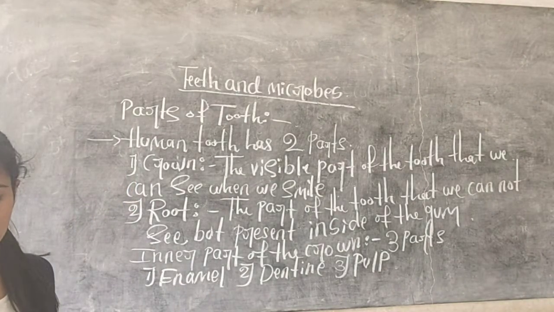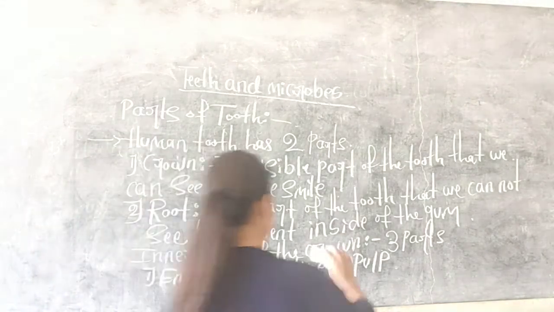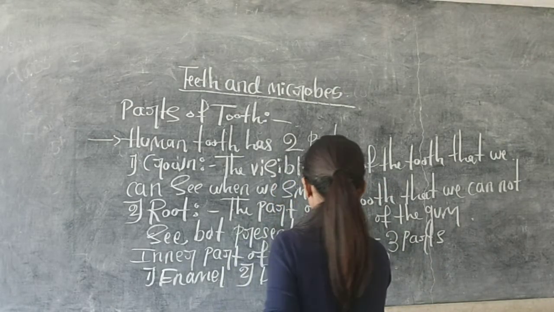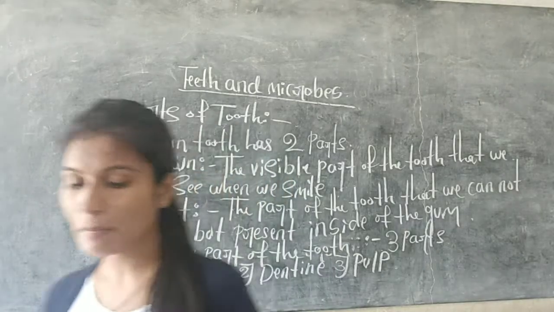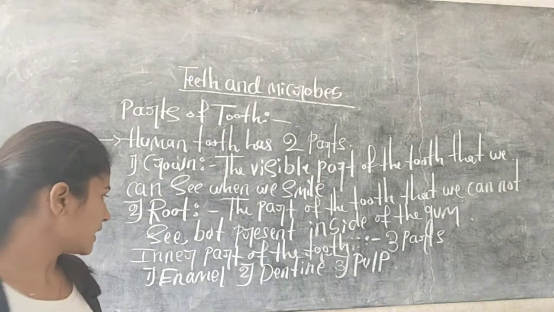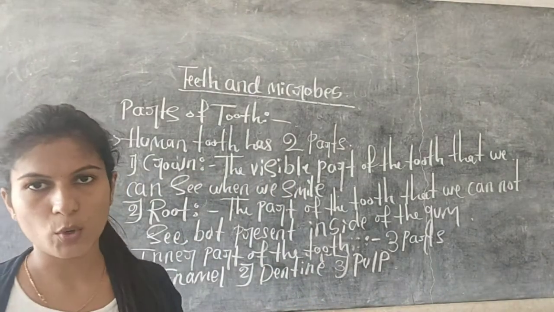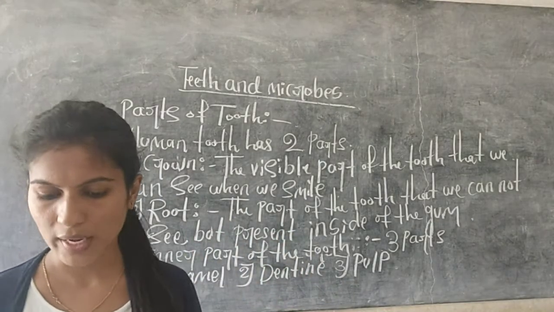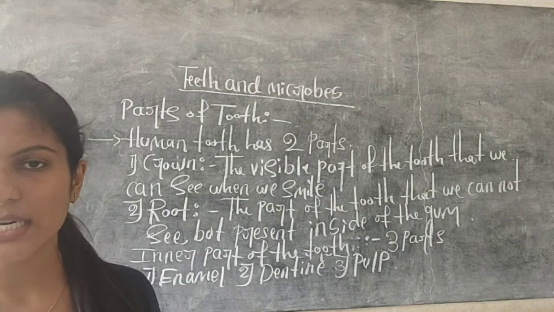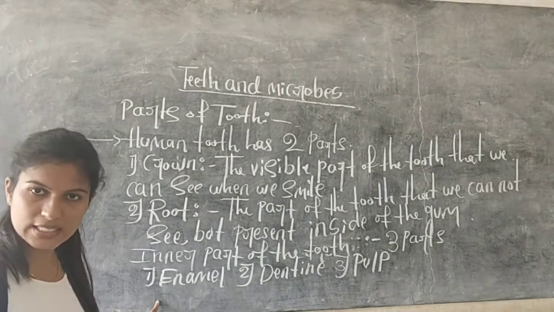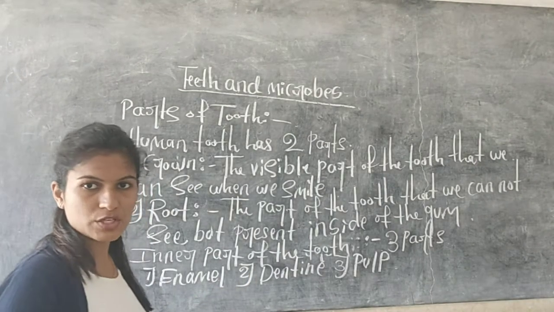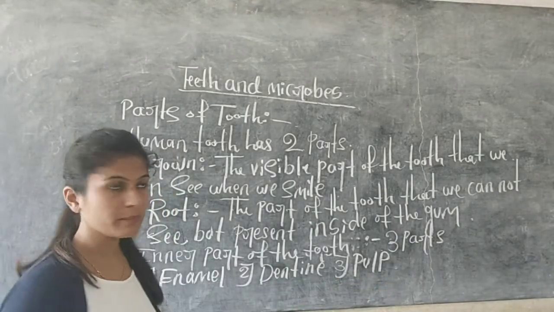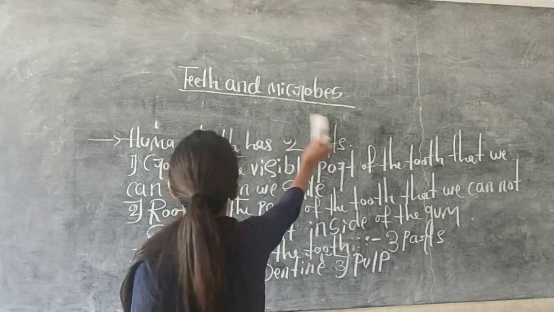These are the 3 important inner parts of the tooth, that is enamel, dentine and pulp. So let's study all these 3 parts one by one. First we are going to study enamel: what is enamel, what is its function, and what is its structure, and the same for all of them.